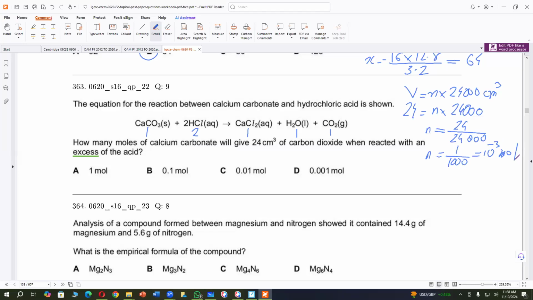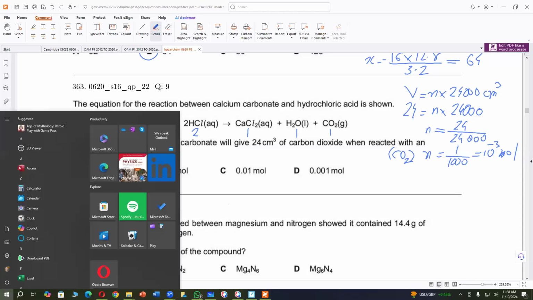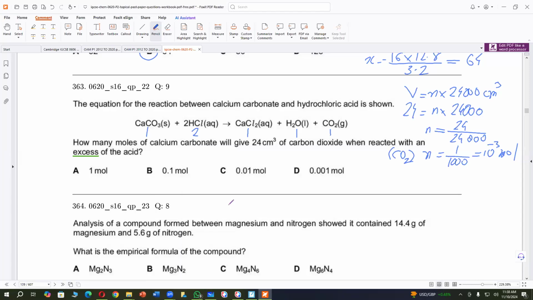Then after getting the number of moles, what should you do? Can you hear me? Yes, sir. Mikhail, what should I do now? I got the moles of carbon dioxide. Look, I got the moles of carbon dioxide and I need calcium carbonate. Calcium carbonate is CaCO3. So how can I find the calcium carbonate moles now?